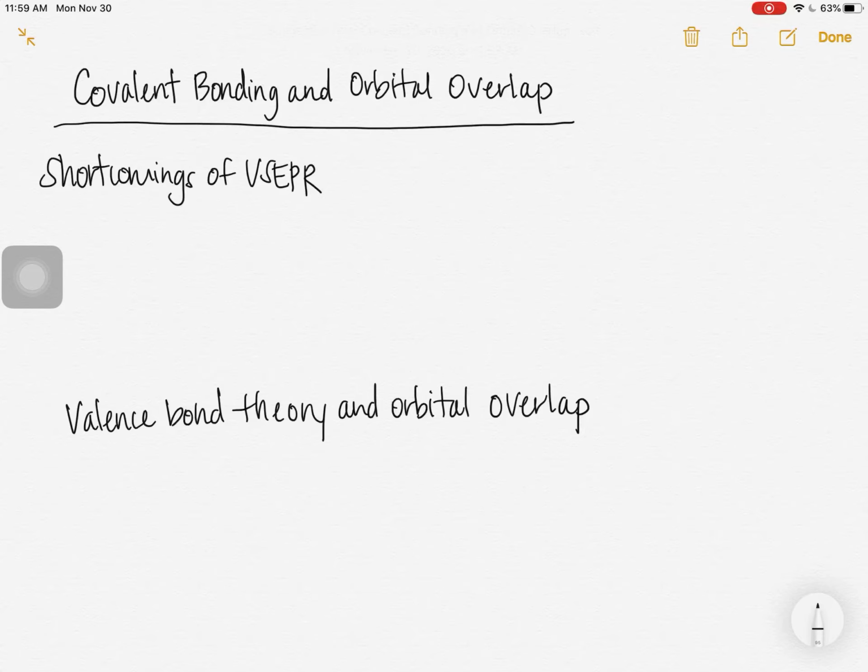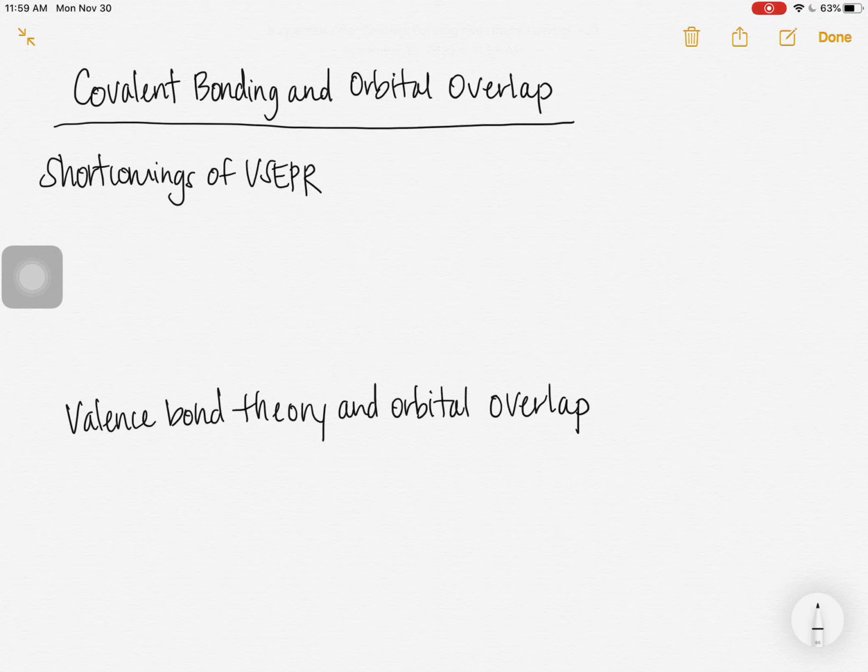Alright, this video is on covalent bonding and the introduction to something called orbital overlap. And we're going to connect this idea a little bit with VSEPR and then with the formation of a molecule. And this is kind of the lead into the next section on something called hybrid orbitals.